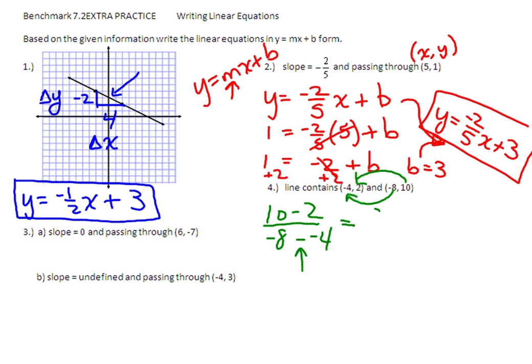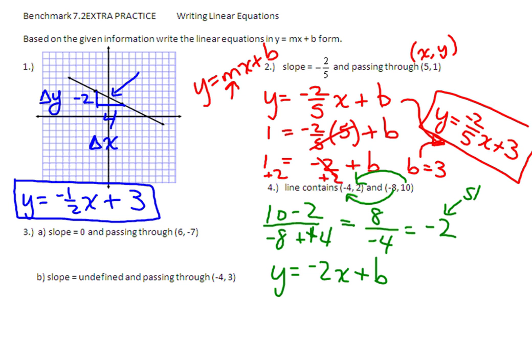So on top I have 10 minus 2 is 8. On the bottom I have negative 8 minus negative 4. I would go plus plus here. So negative 8 plus positive 4 is negative 4. I reduce it to negative 2. So far I have y equals negative 2x plus b, because this is simply my slope. That's all I found so far.